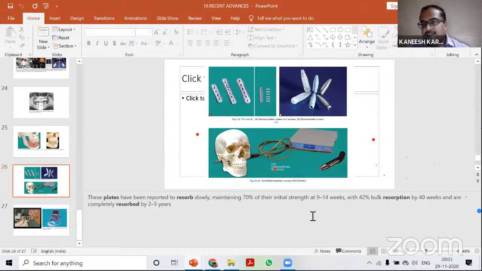Yeah, resorbable plates maintain 70% of their strength at 9 to 14 weeks, with 42% bulk resorption, and by 2 to 5 years they will be completely resorbed.